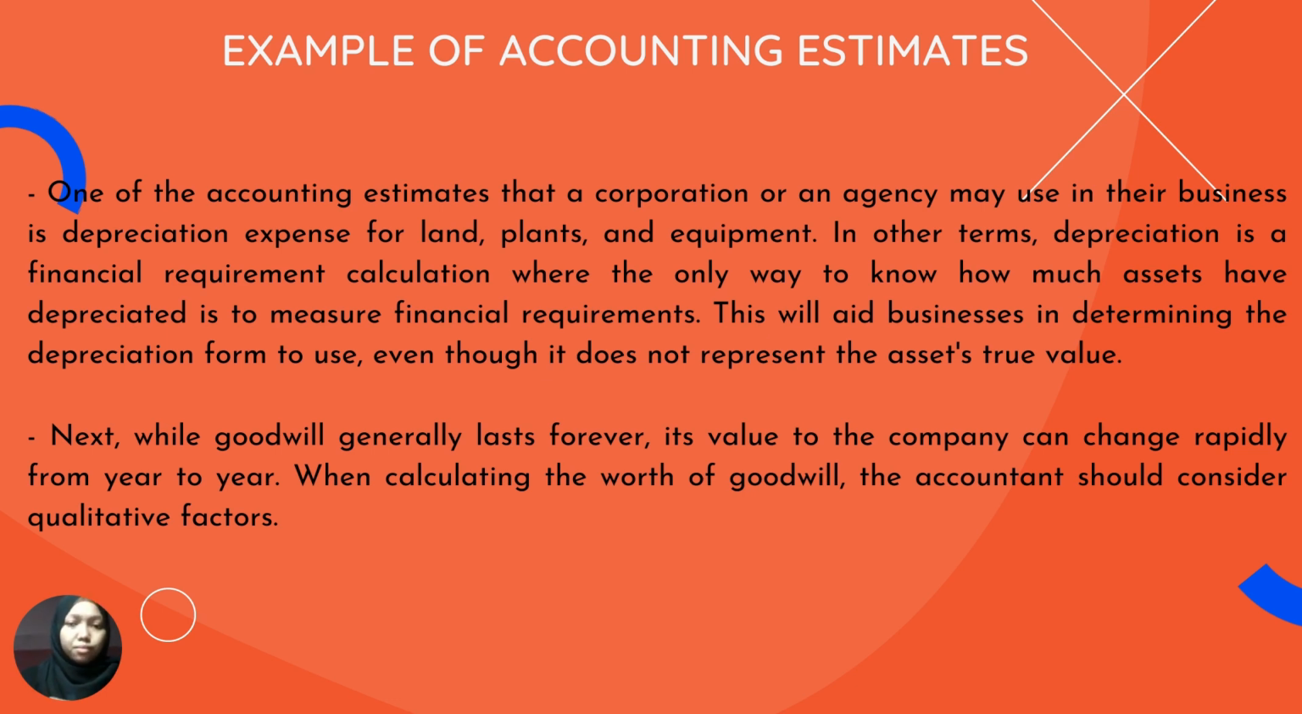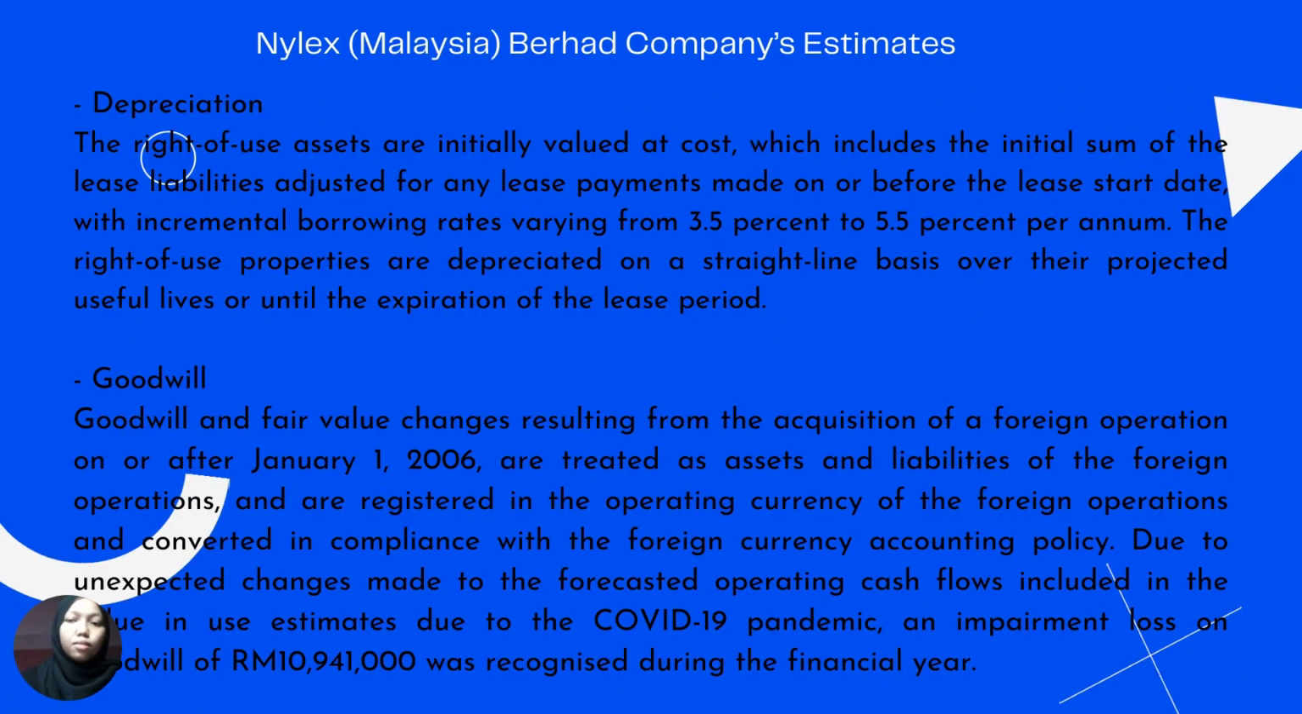Next is goodwill. Goodwill generally lasts forever. Its value to the company can change rapidly from year to year. When calculating the worth of goodwill, the accountant should consider qualitative factors. The next one is NYLEX Malaysia BERHAD Company's estimate.